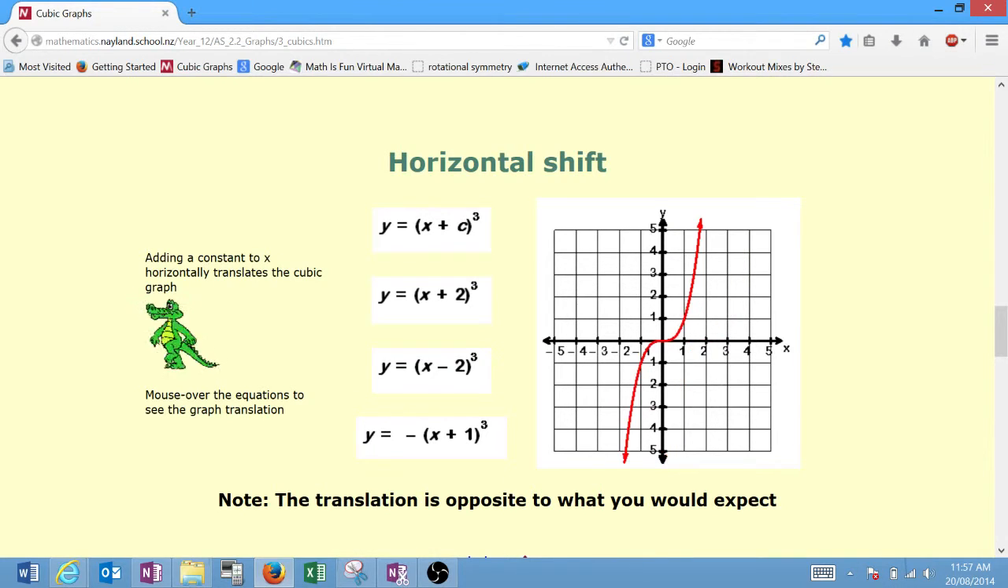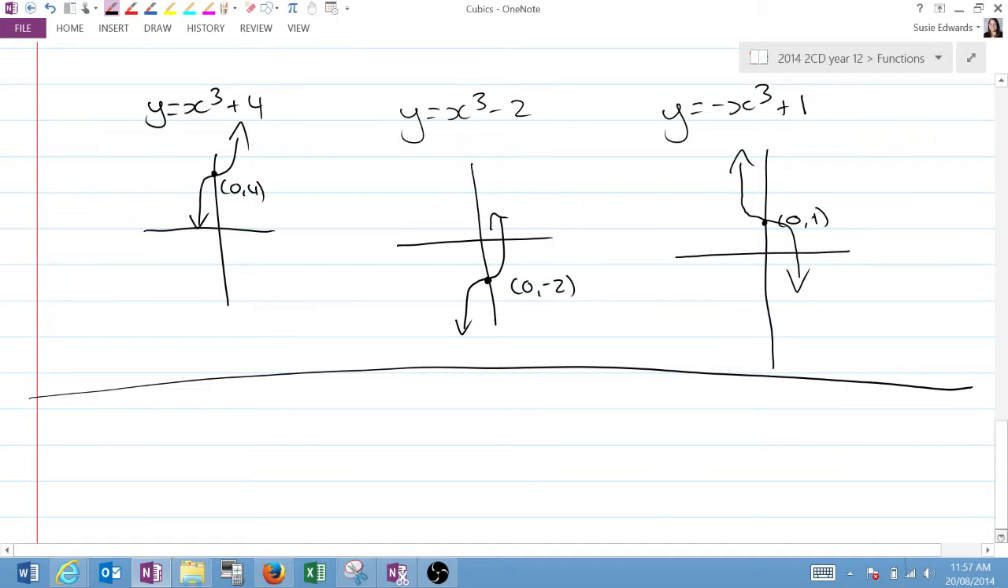Someone further towards the back, what's going to happen when we go negative x plus 1 cubed? Jack, what's going to happen? Yep, move 1 to the left. Can everyone see that?